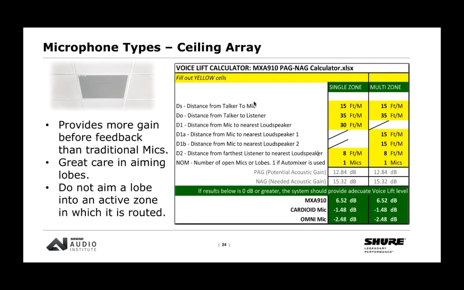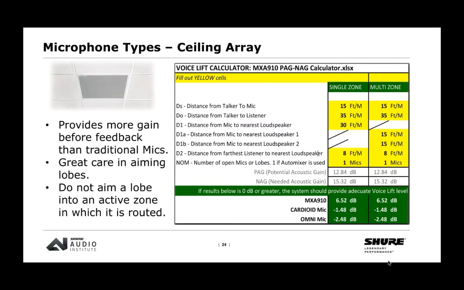And of course, people have come to us with our new ceiling array microphone and asked if they can use it for voice lift. And the answer is yes. The 910 actually provides more gain before feedback than traditional mics, but it introduces another consideration in that you have the ability to move lobes around. Now, you don't have that with a static microphone, so you need to take great care when you're aiming the lobes, because ideally what you're not looking to do is aim a lobe into a zone in which it's been routed. If you do that, you can almost ensure yourself that you're going to have feedback.